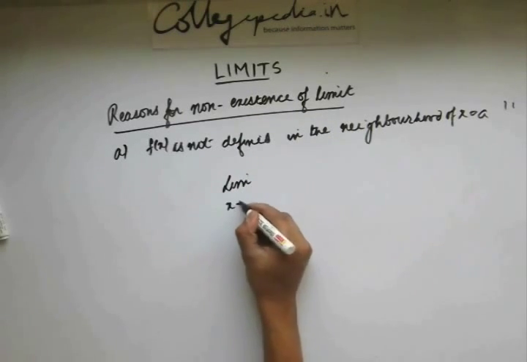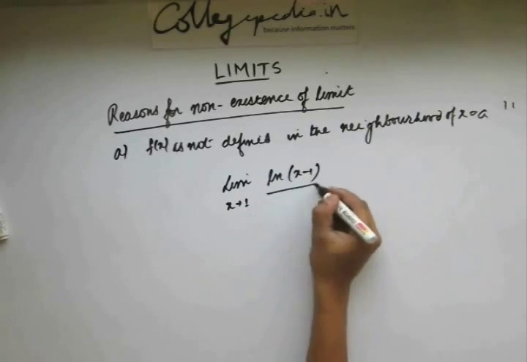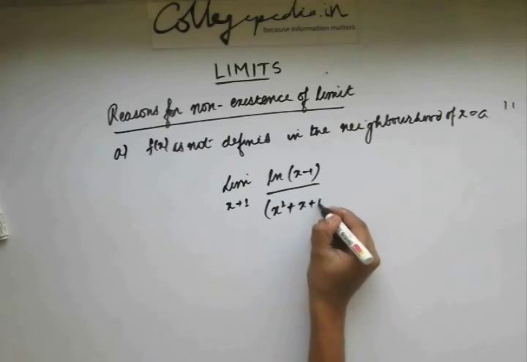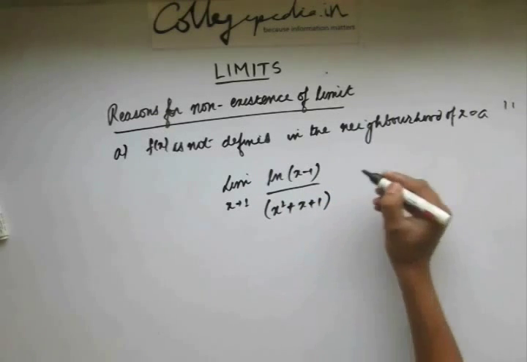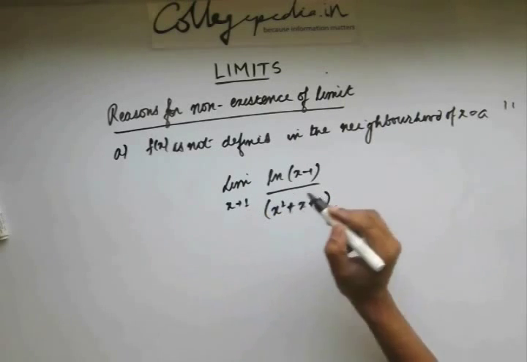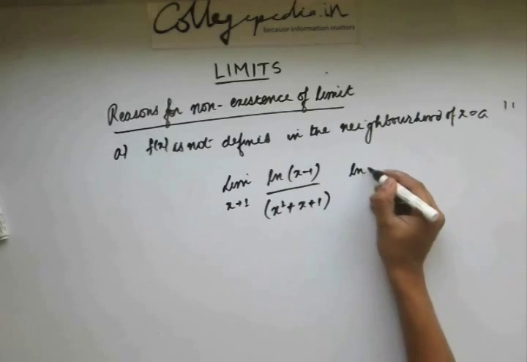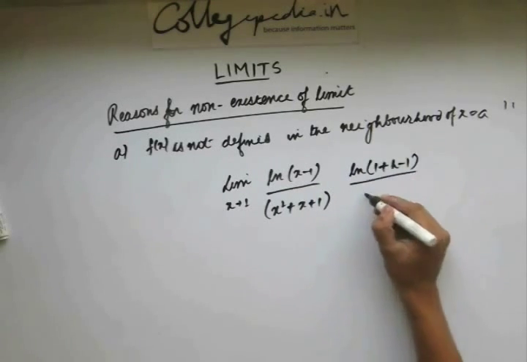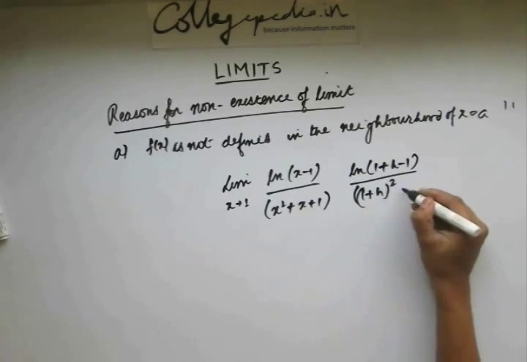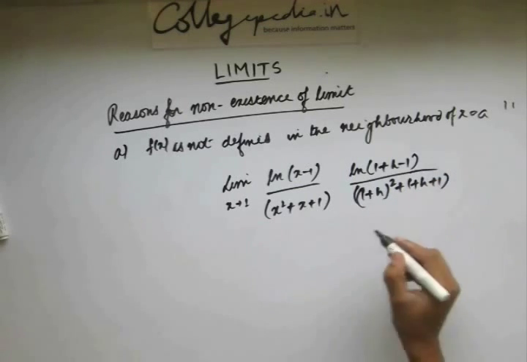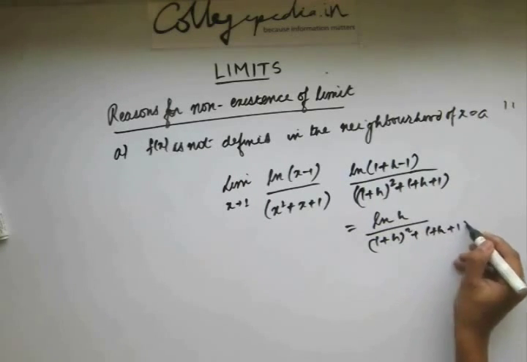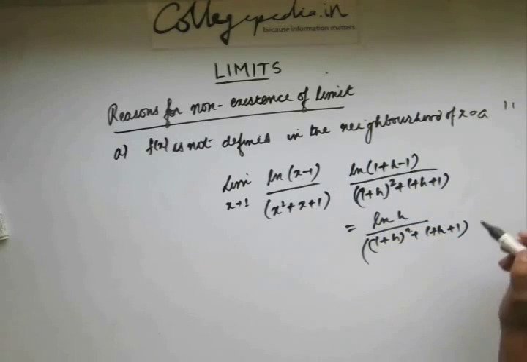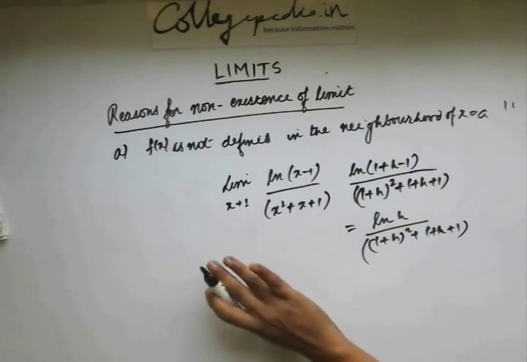Let's say I have a function ln(x minus 1) by (x square plus x plus 1). Here you see that if I approach this function from the right hand side, that means I put a value of x as something just more than 1. So let's put x as 1 plus h, so x minus 1 is h, where h is a very small number. So this becomes ln(h) by (1 plus h) whole square. Now, what will happen is this ln(h) is taking a very large negative value, that is fine. The limiting value can be a very large negative value.